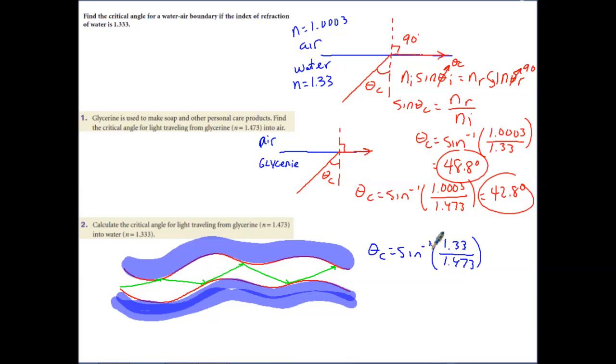We only get total internal reflection when we go from a slow to a fast medium, not the other way around. So check your math as you're going through and doing that. And if you get an error, you might have put these numbers in incorrectly. Let's go ahead and calculate that. I'm getting about 64.5 degrees, the critical angle between glycerin and water. So there we go, a few examples on total internal reflection.